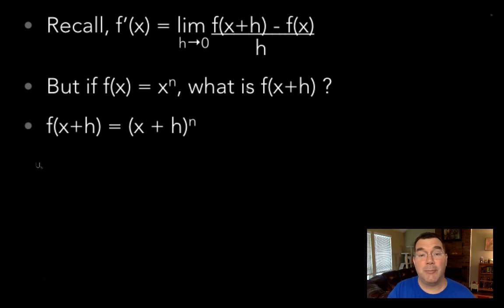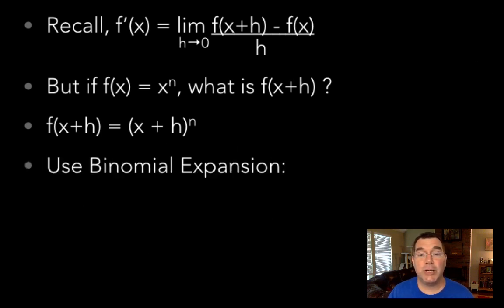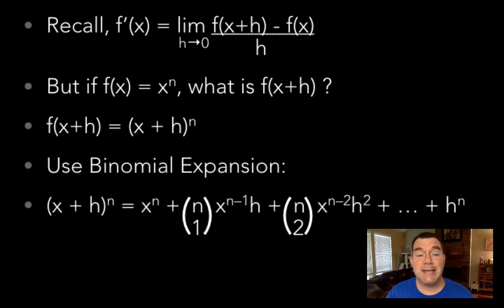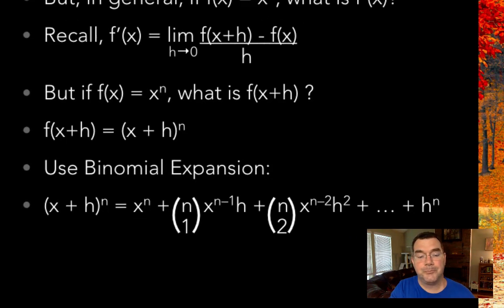And remember, when you have a binomial raised to an exponent, we can use binomial expansion to figure out what that is. So x plus h to the n is going to be x to the n plus n choose 1 times x to the n minus 1 times h plus n choose 2 times x to the n minus 2 times h squared, and so on until the very last term is just h to the n.